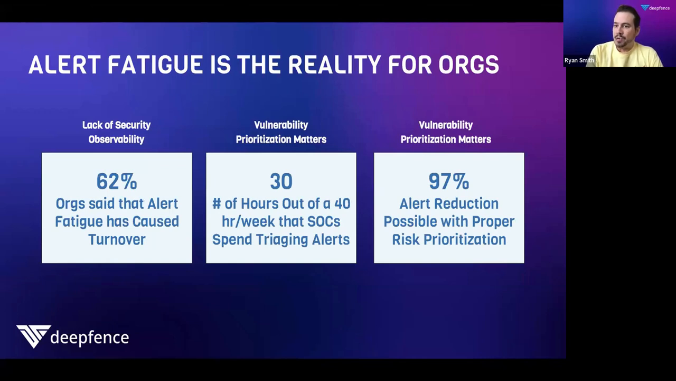It doesn't just impact our security posture, though. It impacts our resourcing and our people and our efficiency within our security operations in dealing with different types of alerts. So 62% of organizations have said that alert fatigue has caused turnover within their staff. And we already know that security engineers, SOC professionals, analysts are some of the staff that's hardest to find within today's environments. And so they're losing critical staff that they can't hire back quick enough due to alert fatigue turnover. 30 hours out of a 40-hour week of a security analyst within the SOC is spent triaging alerts.